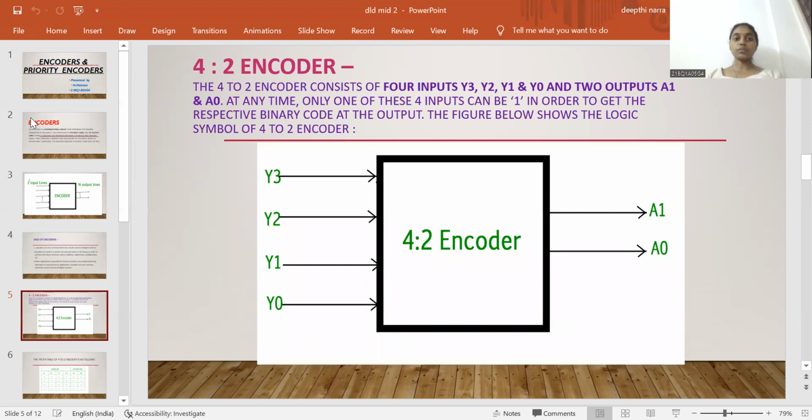4x2 encoder. The 4x2 encoder consists of 4 inputs Y0, Y1, Y2, Y3 and 2 outputs A0 and A1. At any time, only one of these 4 inputs can be 1 in order to get the respective binary code. The figure below shows the logic symbol of the 4x2 encoder. There will be 4 inputs Y0, Y1, Y2, Y3 and only 2 outputs A0 and A1.